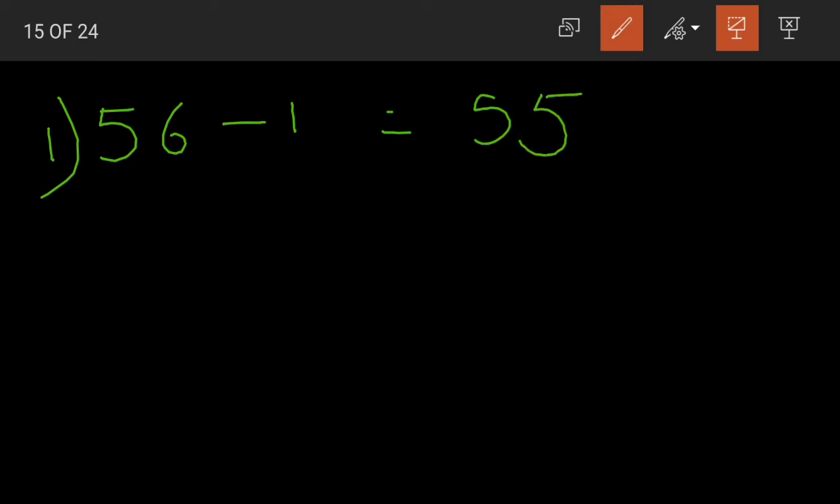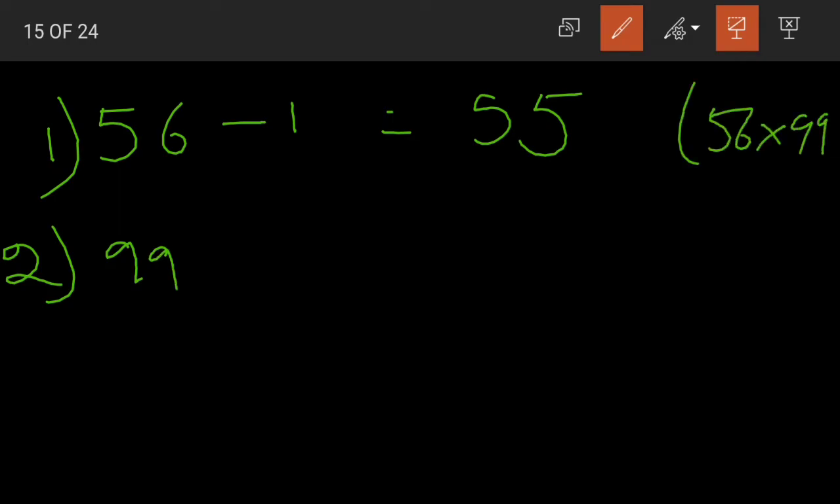See, let me explain. 56. What is the first step? From the number subtract 1. 56 minus 1 is 55. Okay. And in step 2, what are we multiplying 56 with? The question is 56 into 99.